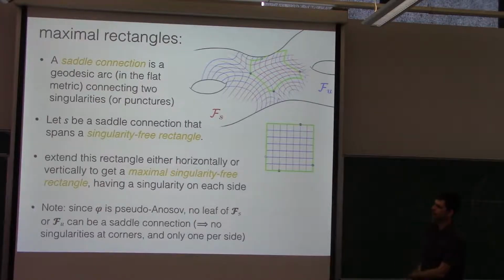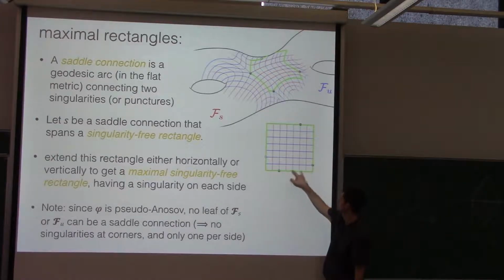And so just a side note, since our map is a pseudo-Anosov, no leaf of our foliations can have a saddle connection. That is, there's no saddle connection between two singularities that lies along the leaf. All right. And so this means that our maximal rectangles are always going to have a single singularity on each side, and it's never going to be at a corner. Okay, so that's kind of important for what we're going to do next.